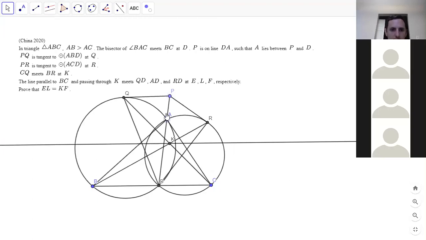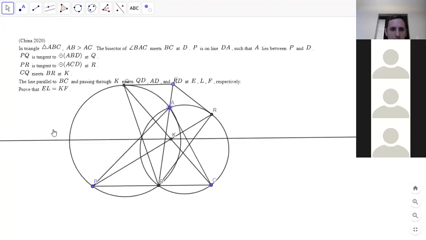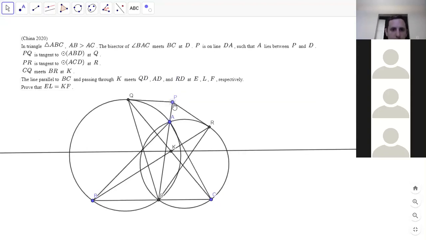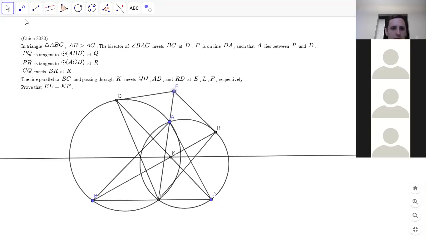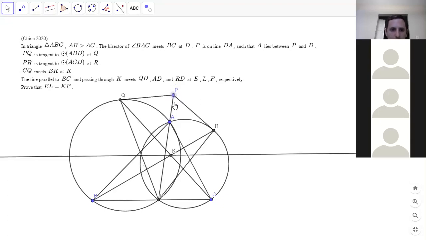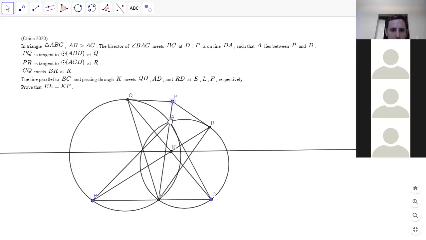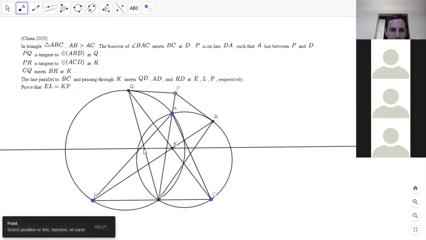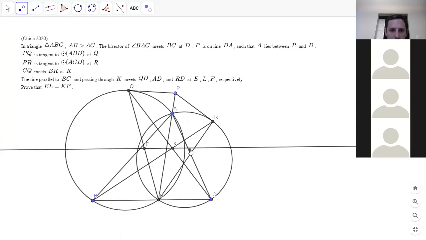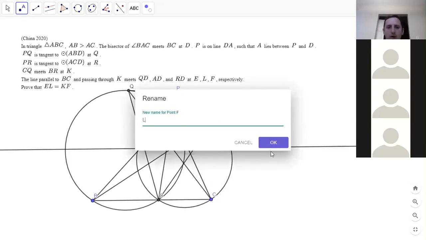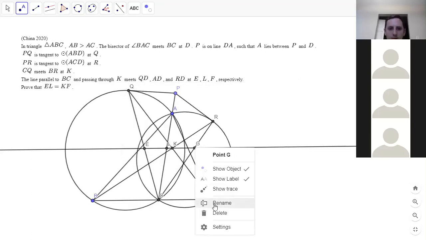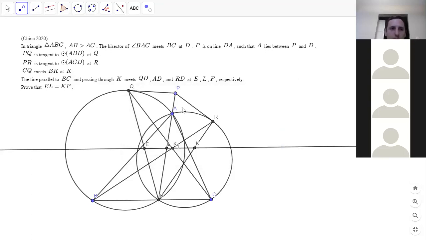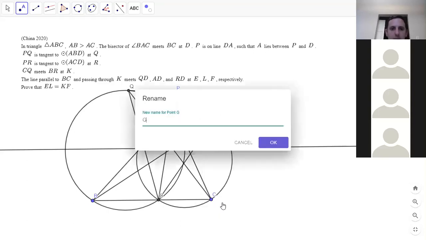Let me just move the diagram just a little bit. What if I move point P? I kind of like that. So, oh no, we don't want it to intersect QD really close to the circle. QD, that looks good. So QD, AD, and RD at E, L, and F. Okay. This is L, this is F. And we want to show that EL is equal to KF.